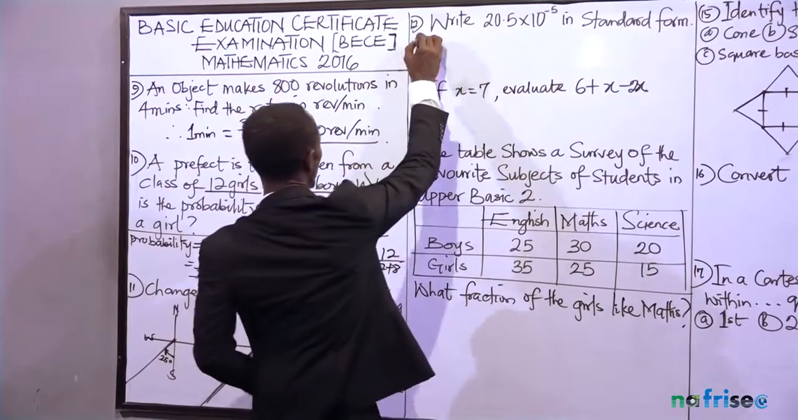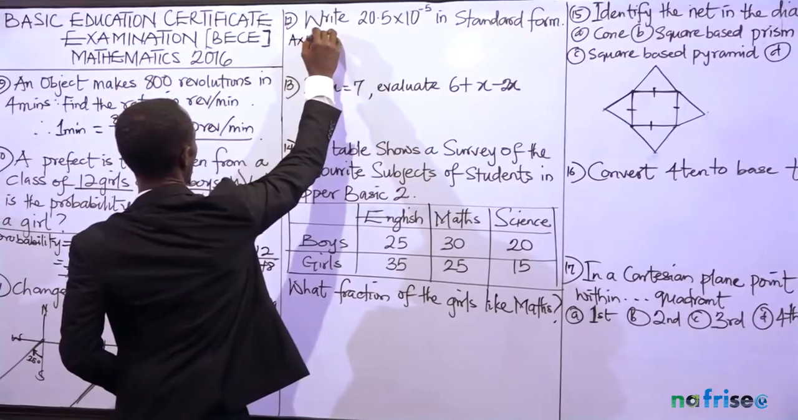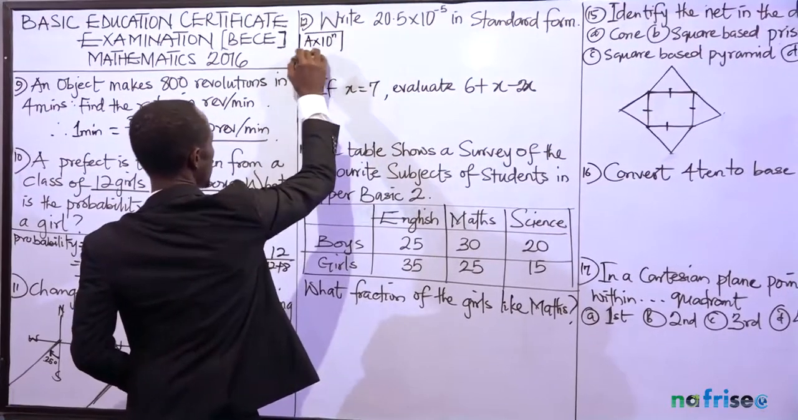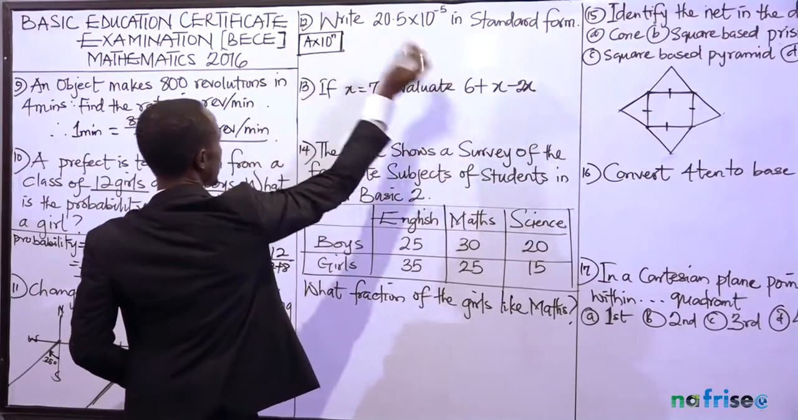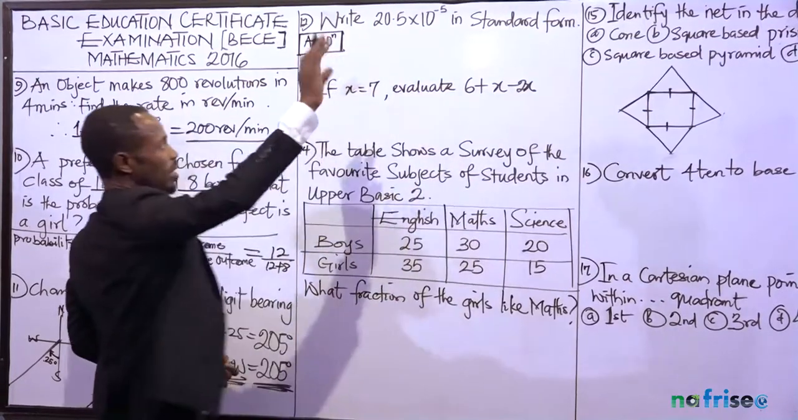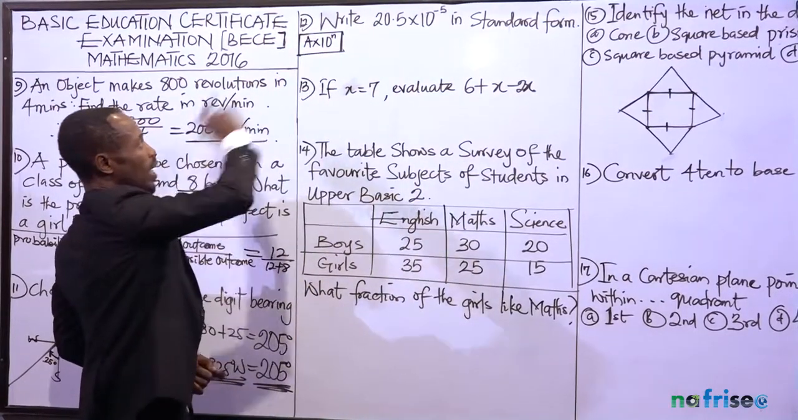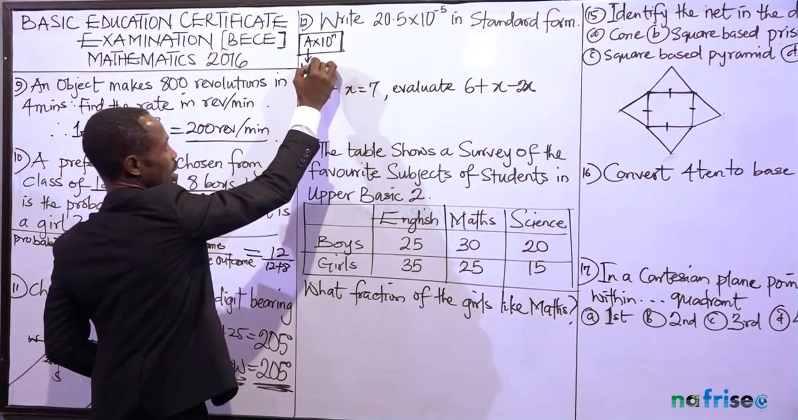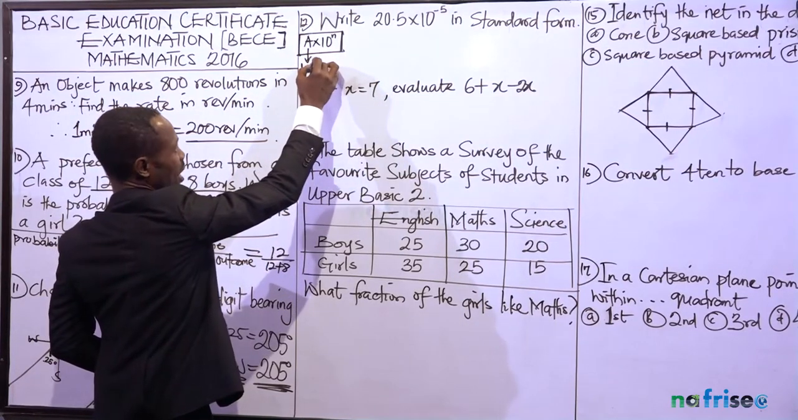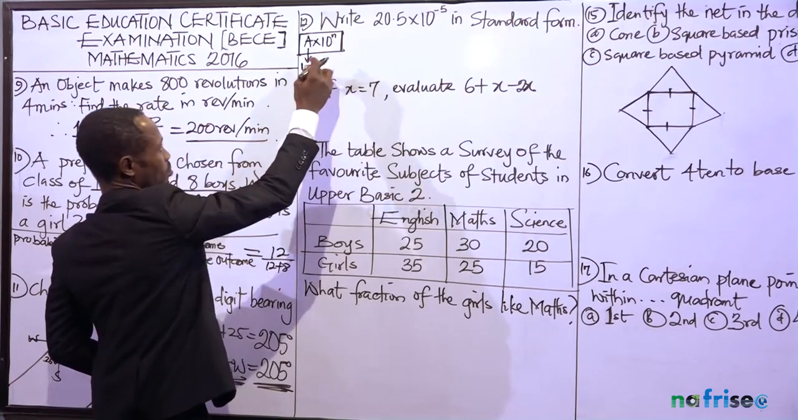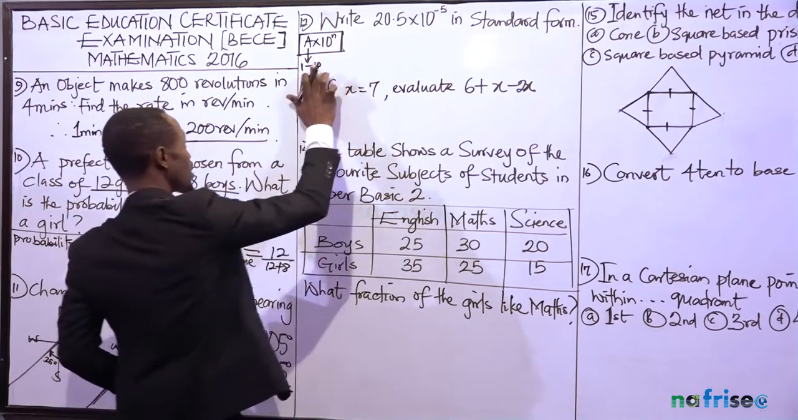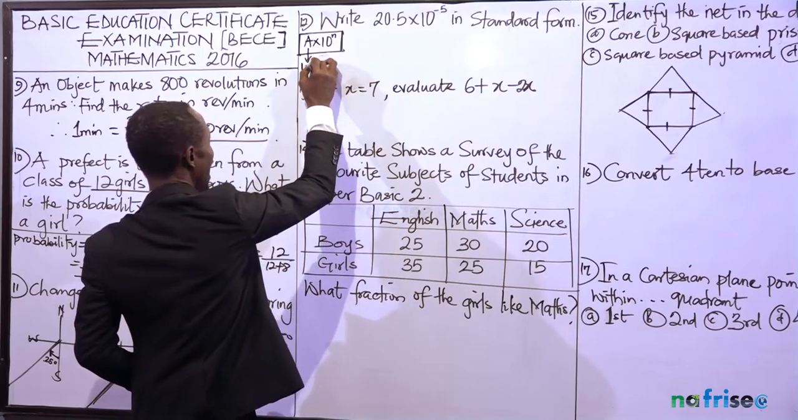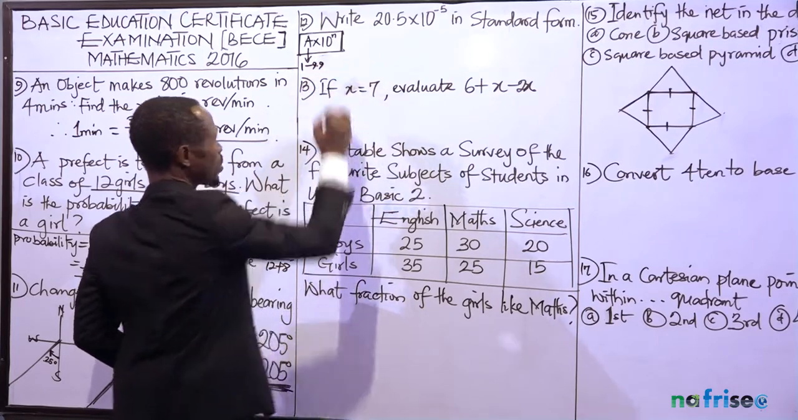We all know that standard form is a times 10 raised to the power of n, where a is a number between 1 and 10, and n can be a positive or a negative number. A must be a number between what? 1 and 10. But it shouldn't even be up to 10. Let's make it between 1 and 9.9.